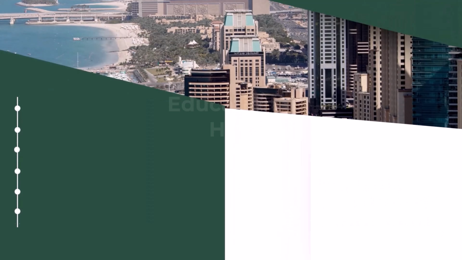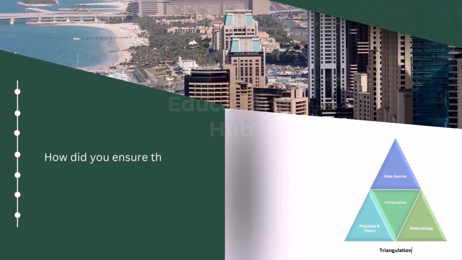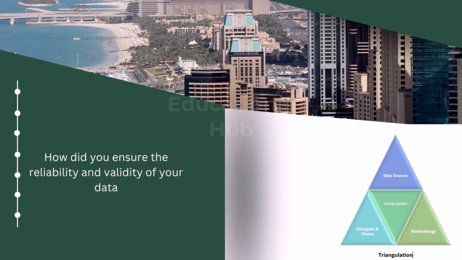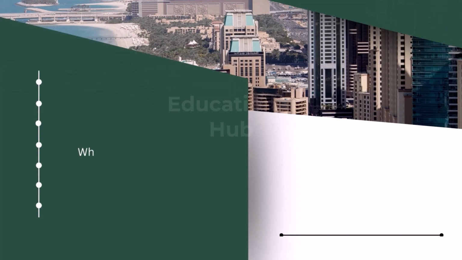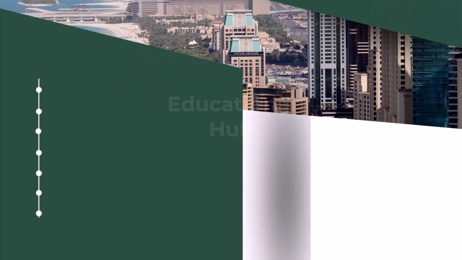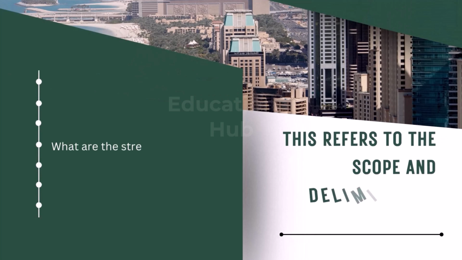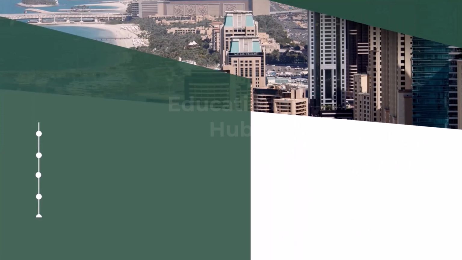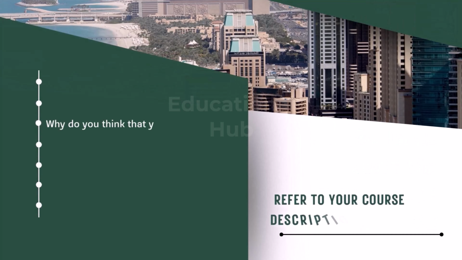7. How did you ensure the reliability and validity of your data? Additional tip. Remember the triangulation method. 8. What is the significant contribution of your study to the body of knowledge? 9. What are the strengths and weaknesses of your study? Additional tip. This refers to the scope and delimitation of your study. 10. Why do you think that your thesis is appropriate or relevant to your degree? Additional tip. Refer to your course description.